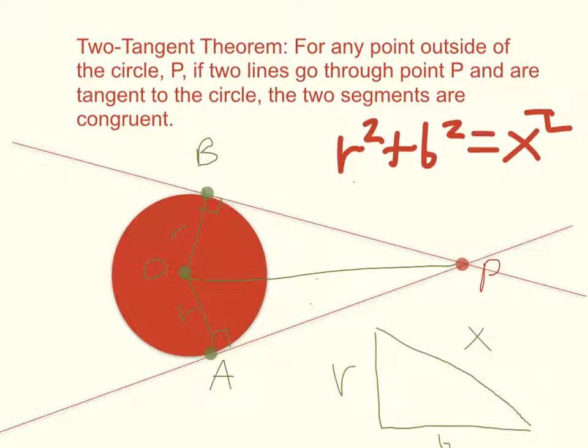A theorem that is commonly used when working with tangent lines is the two-tangent theorem, which is for any point outside of the circle, P, if two lines go through point P and are tangent to the circle, the two segments that are created are congruent. And we're going to prove this real quick.